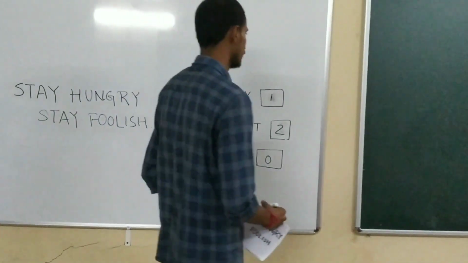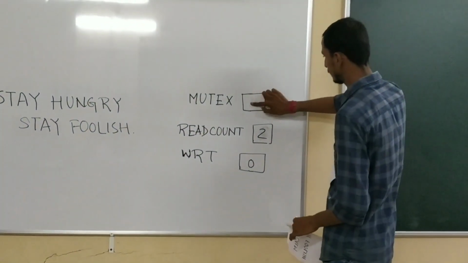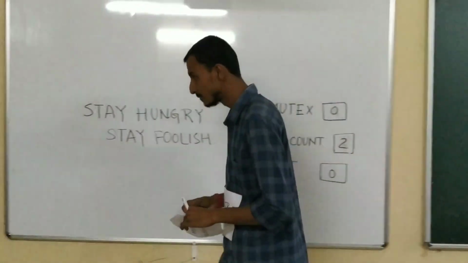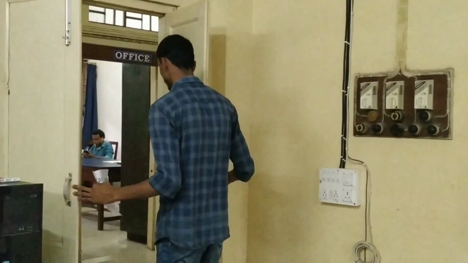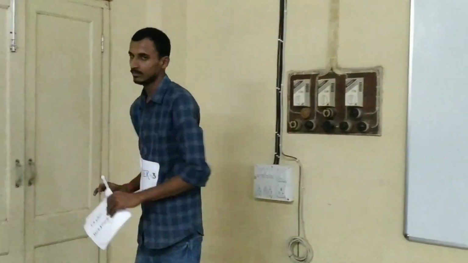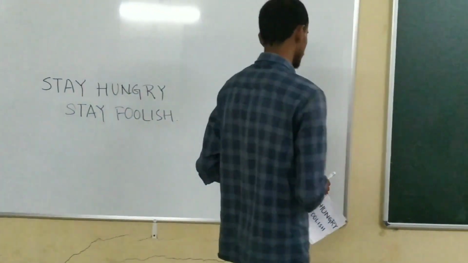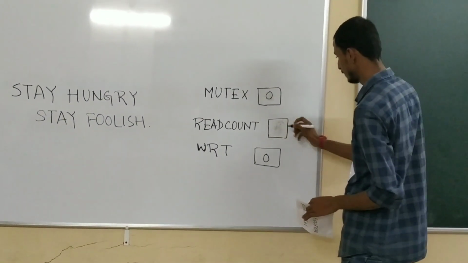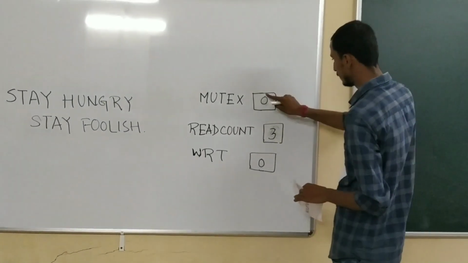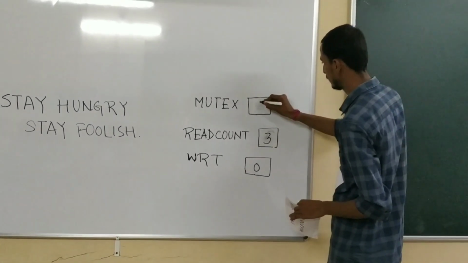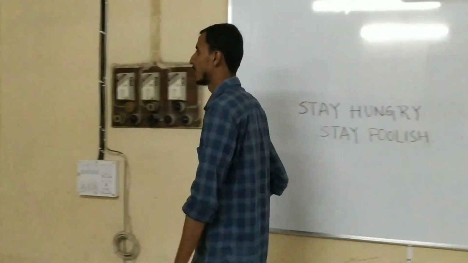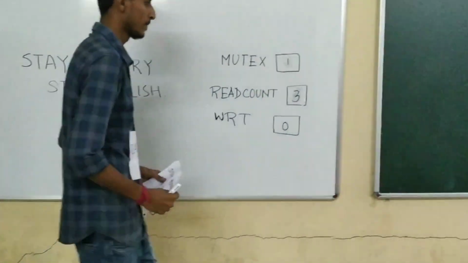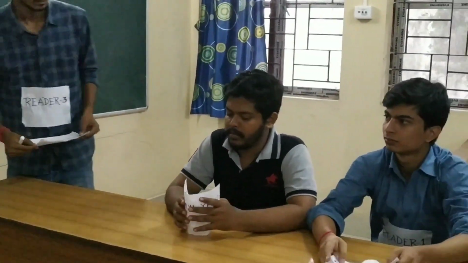Now reader 3 comes. Changes the mutex. Increments the read count. Now he can change the mutex, and starts reading.